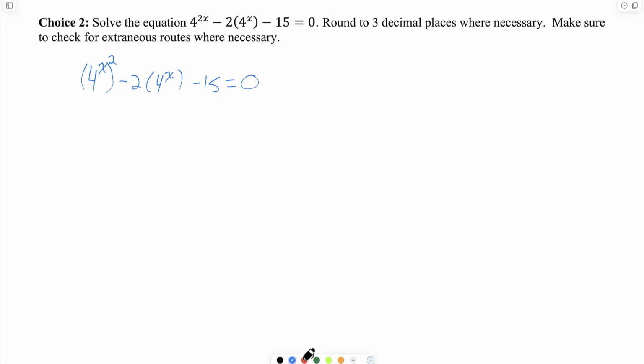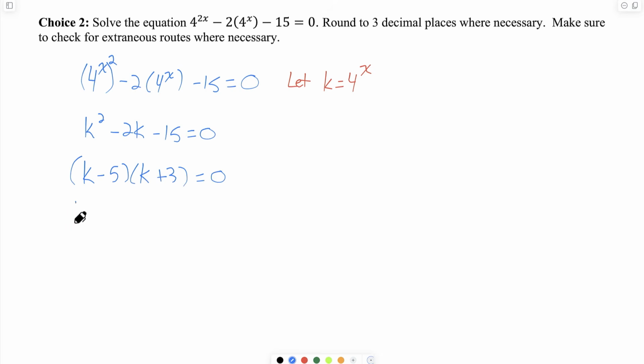I'm going to use a let statement, kind of just like we did for the last question. I'm going to say let k equal 4 to the x. And if I do that, my equation becomes k squared minus 2k minus 15 equals 0. And that's nice and easy to solve. It's just a 3-term quadratic. I can factor it using the sum and product method. Multiplying to negative 15 and adding to negative 2 are negative 5 and 3.